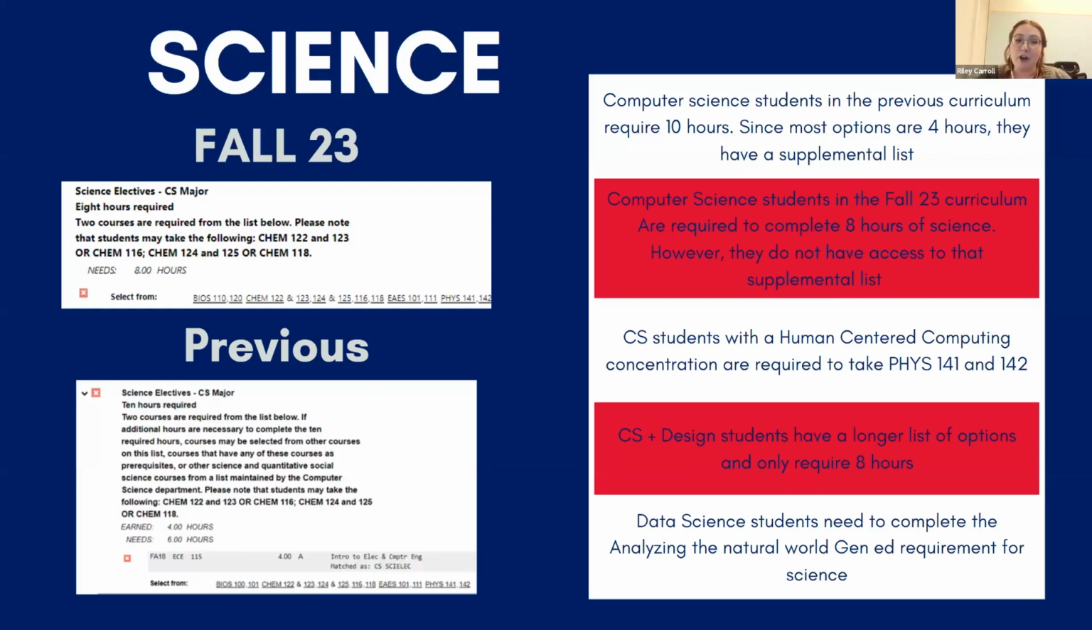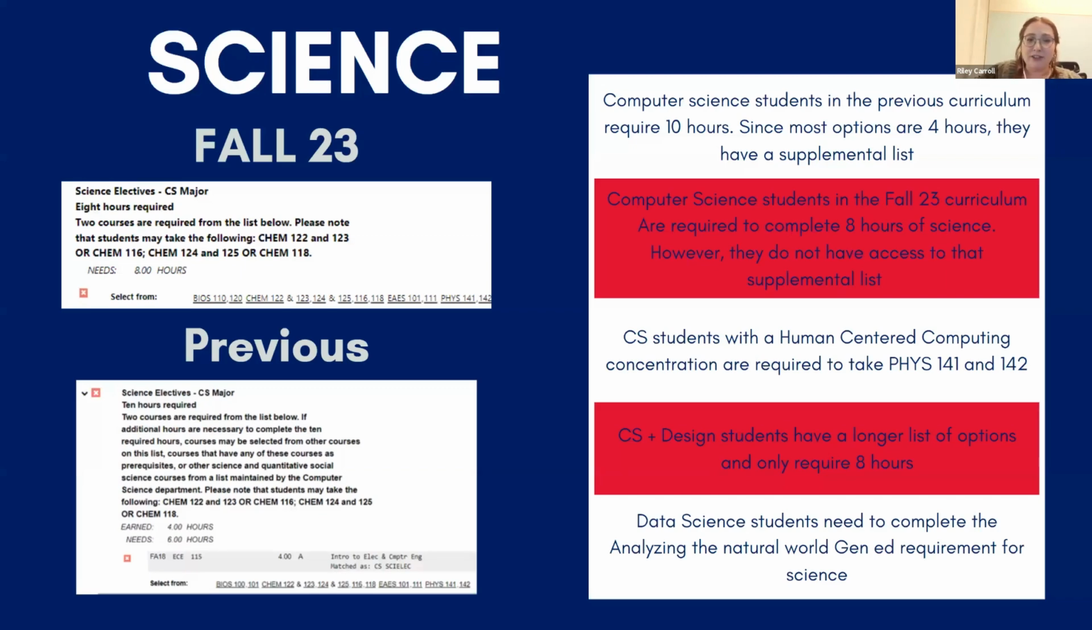CS majors in the fall 2023 curriculum only need 8 hours, but no class from that supplemental list I just referenced can be used towards those science electives. It has to come from the list that you see on your screen. Something also to note is if you do have a human-centered computing concentration as a CS major, you will be required to take Physics 141 and 142 specifically, regardless of which curriculum you're under.